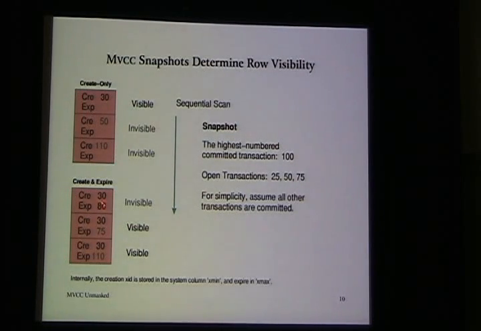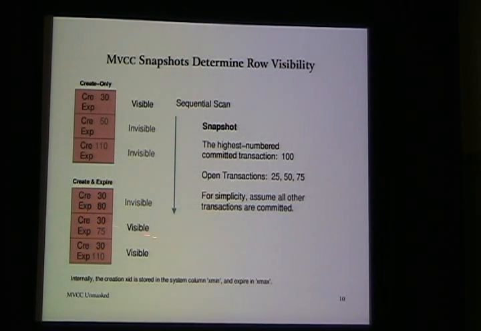the system works. Looking down here, we have a row that was created by a valid transaction and expired by a valid transaction. So it's deleted. We can't see it. It's still in the database, we just can't see it. Other people might see it, other sessions might see it, depending on their snapshot, but they cannot see that row.